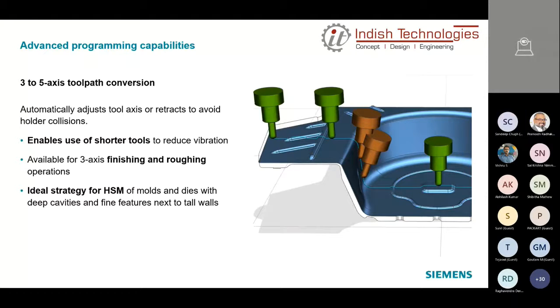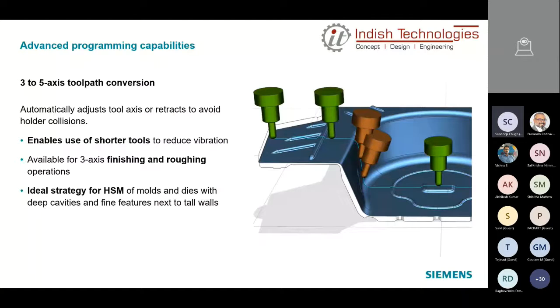Many times you have a deep cavity, like this one for a Toyota hood, the sheet metal part. It's so deep, so you need not have very long tools in vertical machining. You can tilt the toolpath and use a shorter tool.